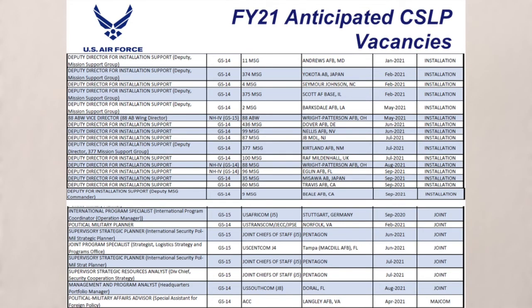Out on the MyPers website, which Yolanda walked you through a few minutes ago, they do have a list of anticipated vacancies that will be coming open. So when you do apply for Cslip, it will be one of these vacancies that is listed here on the next two slides, or you can go out to the MyPers website and take a look. The first set of assignments at the very top of the slide are going to be your Deputy Director for Installation Support assignments, and then the second set of assignments below are going to be your Headquarters Air Force and Joint COCOM assignments that are going to be available.